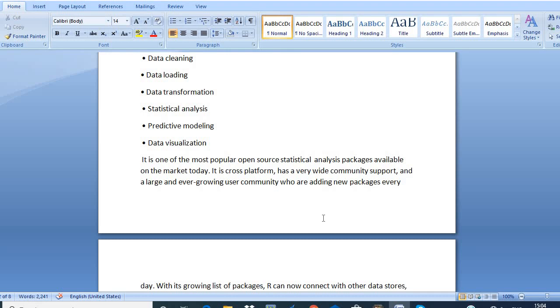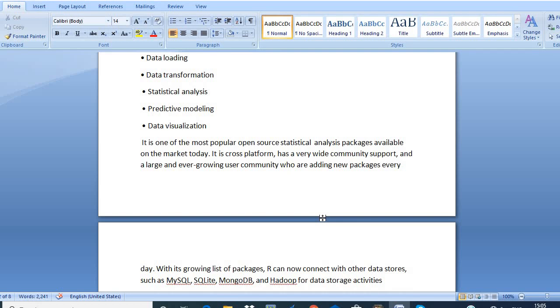It is one of the most popular open source statistical analysis packages available on the market today. Also it is cross-platform, and can be used on any platform like Windows, Ubuntu or Linux. And it has very wide community support. It is a large and ever-growing user community. They are adding new packages to R every day.